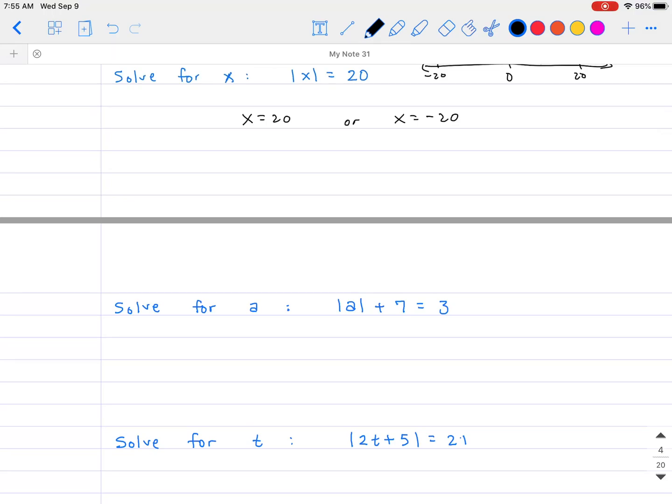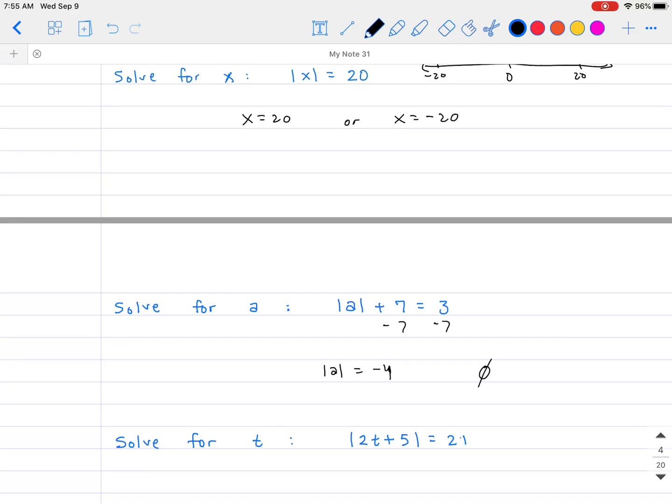Going into something a little bit more complex, let's say this time solve for a, where you have the equation absolute value of a plus 7 is equal to 3. Now this part is a little bit tricky because if you think about order of operation, you're supposed to subtract 7 from both sides, and you're going to end up with absolute value of a is equal to -4.